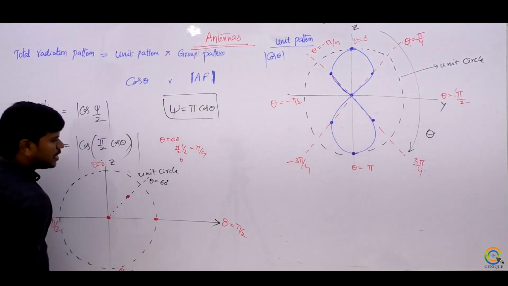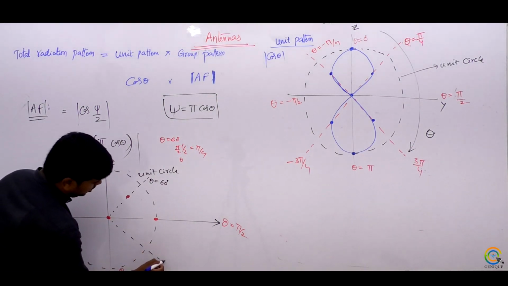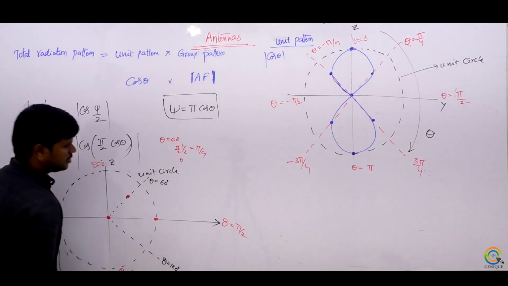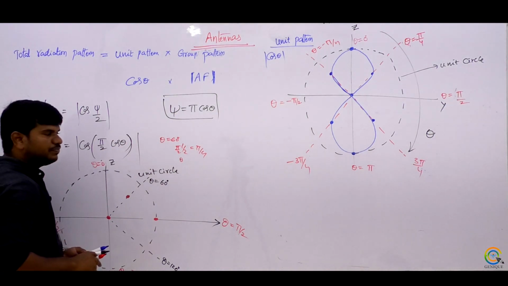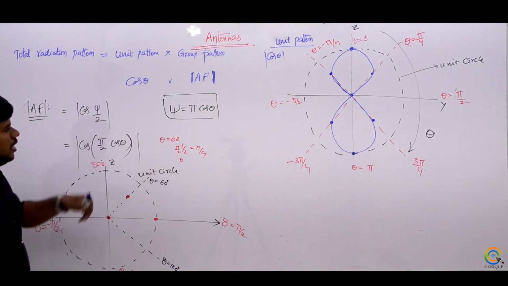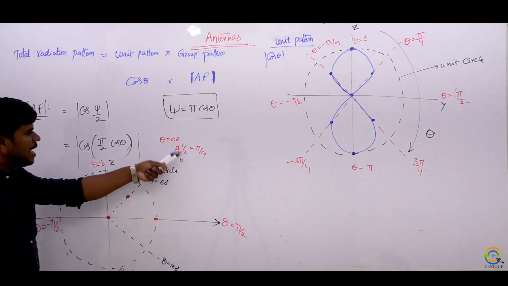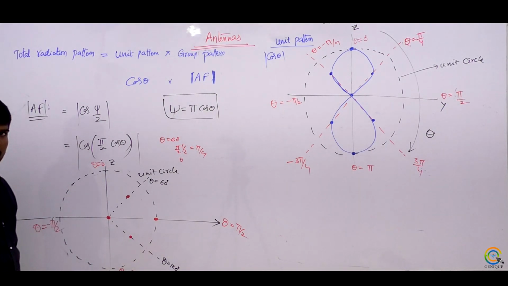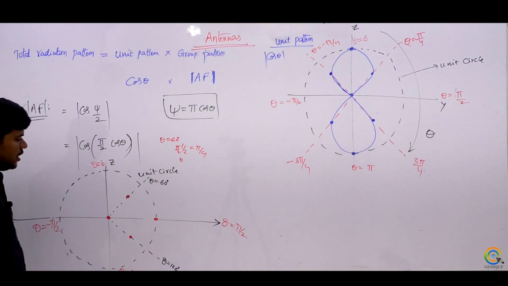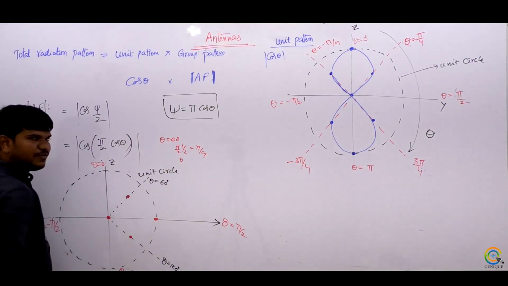Similarly, if you take theta equals 120 degrees, you will have the same magnitude. 120 degrees means 90 plus pi by 3. Again you will have the same angle. So here you will get 1 by 2 again. Finally 1 by 2 into pi by 2, so you will get pi by 4.